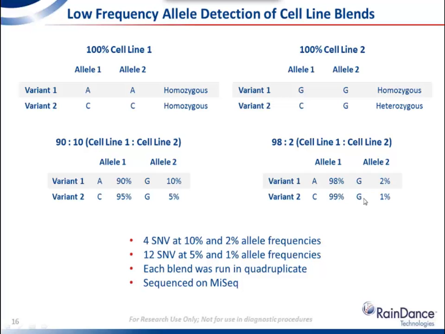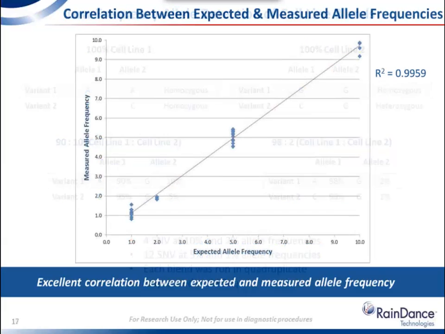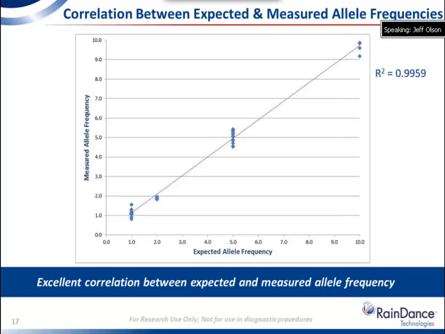So we were able to identify 4 variants at 10% and 2% allele frequencies and 12 variants at 5% and 1% allele frequencies. Each blend was run in quadruplicate and then sequenced on the MiSeq. And this slide is a graph in which the expected allele frequency is compared to the measured allele frequency. As you can see, we're able to detect allele frequencies of 10%, 5%, 2%, and 1%.